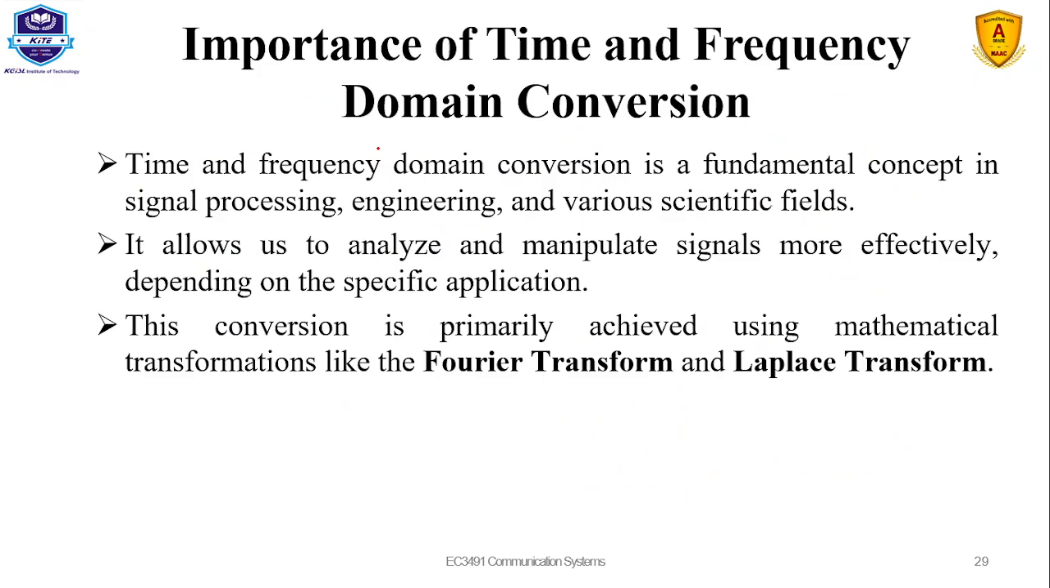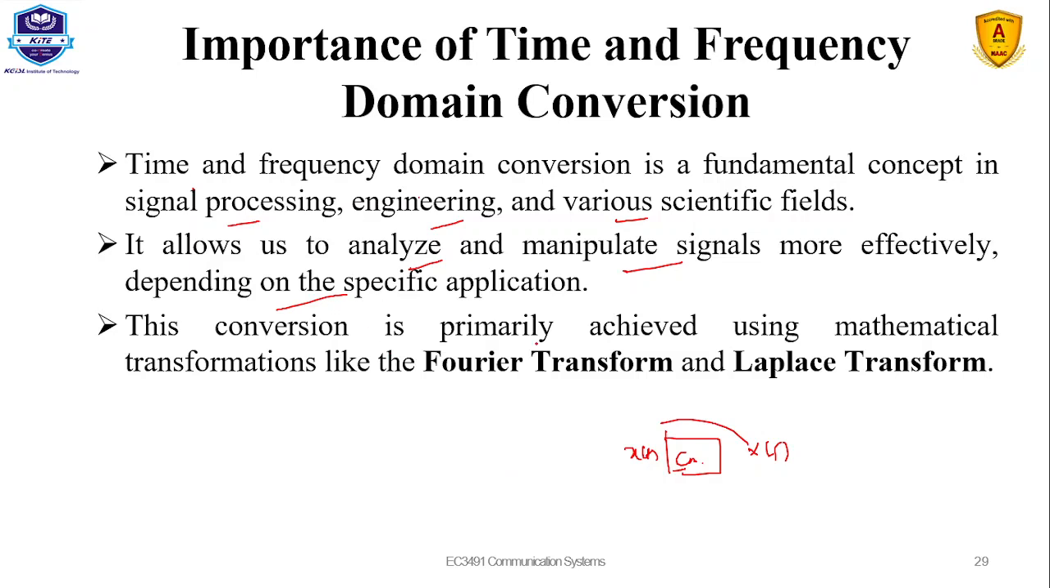Now coming to the importance of time and frequency domain conversion. Hope you can recall why time and frequency domain conversion is very important in signal processing engineering and various scientific fields. When talking about a communication system itself, x of t to x of f plays a major role. It allows us to analyze and manipulate the signal depending on the specific application. The application may be different. Now in terms of communication, it is nothing but the transmission of the signal.